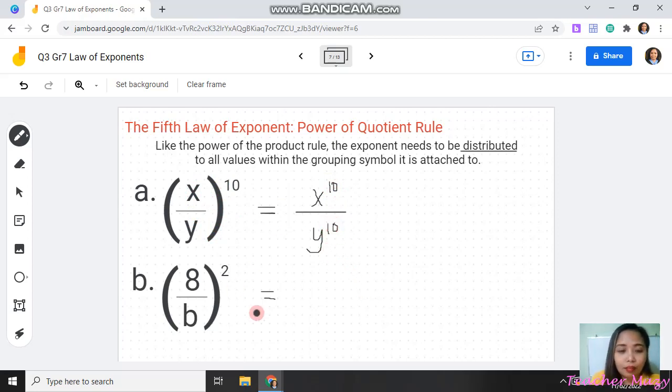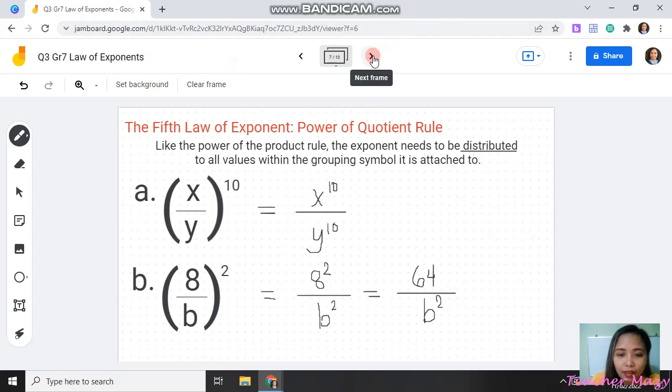Okay? So next is for this one. So we have a raised to 2 or squared and then b raised to 2. So we can simplify 8 squared, right? So that is 8 times 8 is equal to 64 and then b squared.